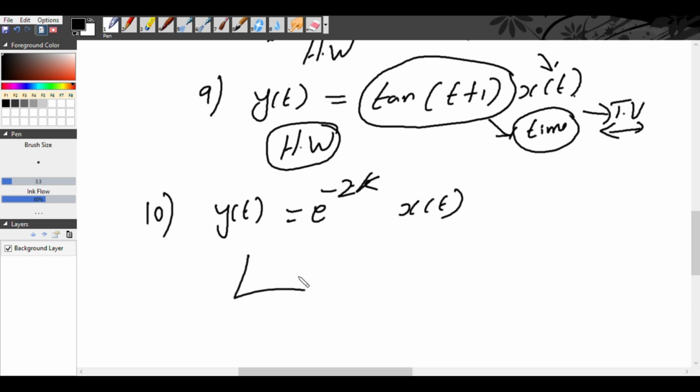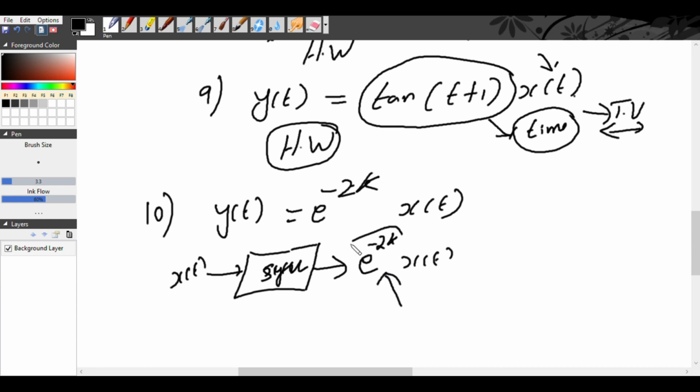10th problem. y of t is equal to e power minus 2k, t is not k, into x of t. According to the system's character, this is the system, this is x of t. Whatever input you are giving, it is multiplied with a factor called e power minus 2k. And of course, this is nothing but a coefficient, like 5 x of t or something like that. So this is a coefficient. This coefficient does not depend upon a time factor.